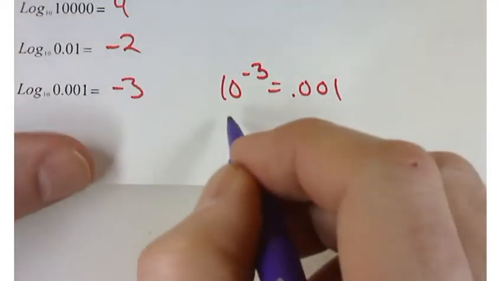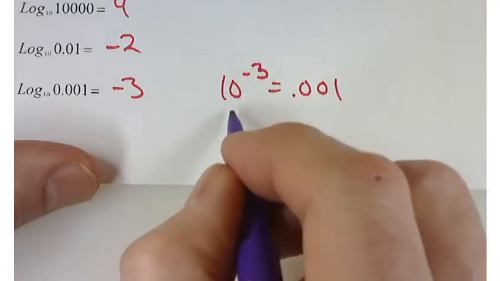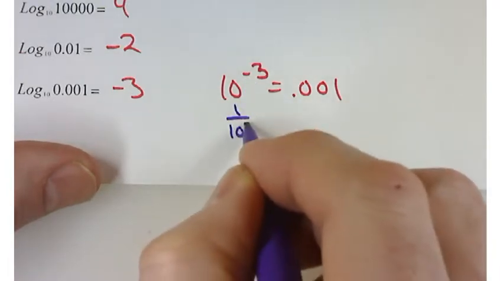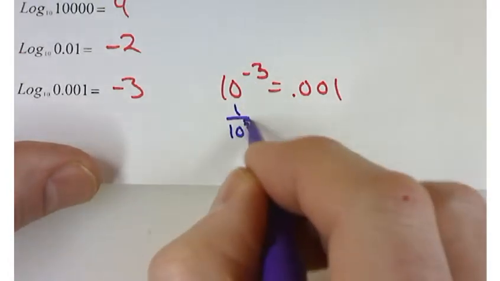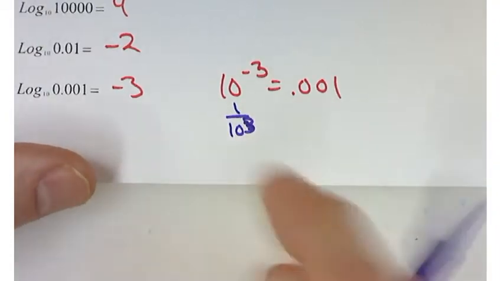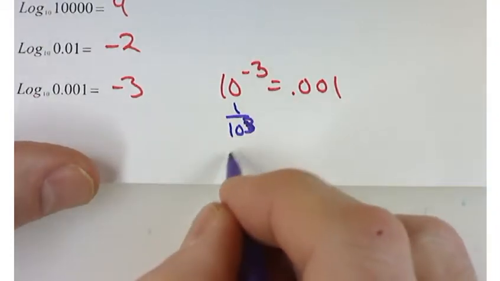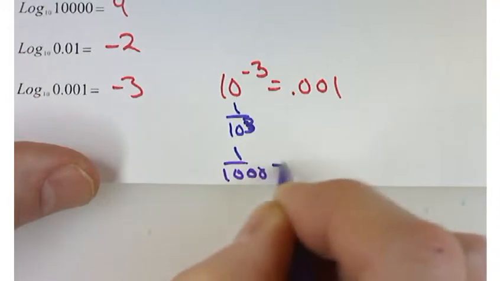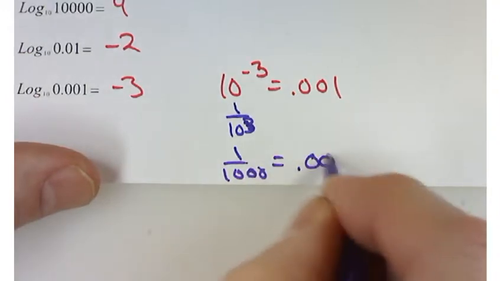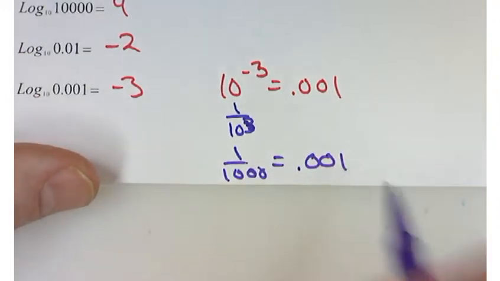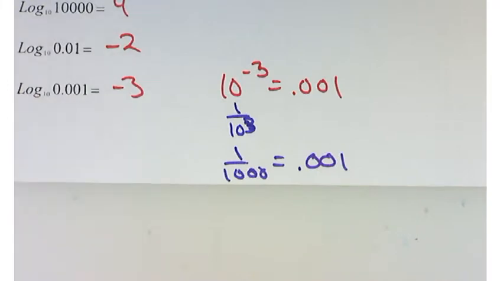Let's tackle it this way. 10 to the -3rd is 1 over 10 cubed. Yeah, that's supposed to be a cube. What's 10 cubed? 1,000. And 1 over 1,000 is 1/1,000. So it works. It fits.